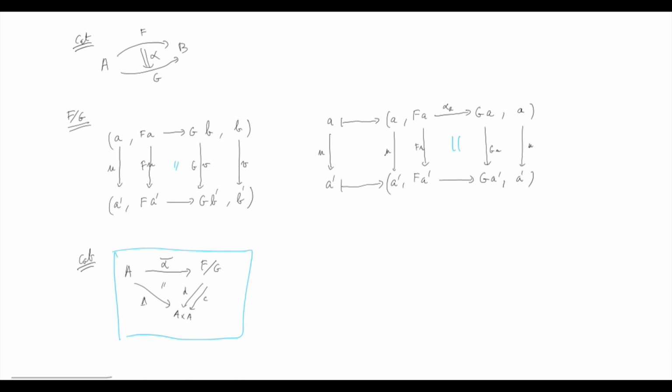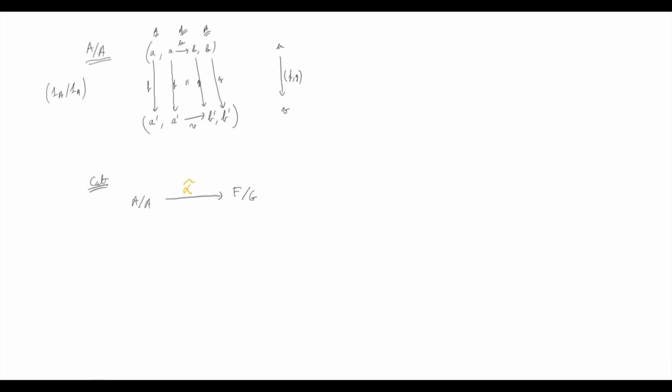And indeed there is. If we consider this category A over A, or more precisely the comma category of the identity functor 1A over 1A, the objects are those triples A, B, and U, A prime, B prime, V, and the arrows between such 2 objects will be pairs of morphisms in A, F and G, such that the square commutes, GU and VF.